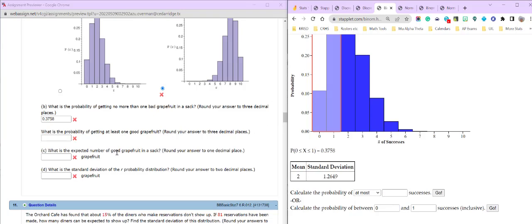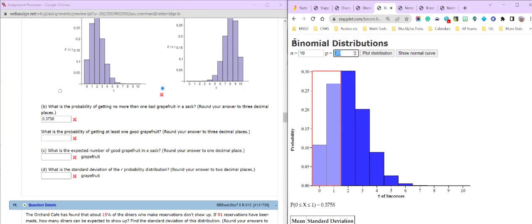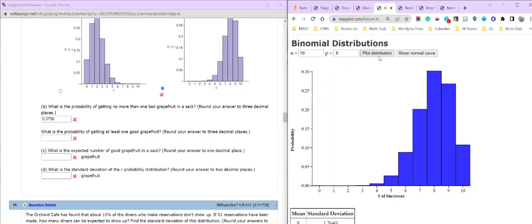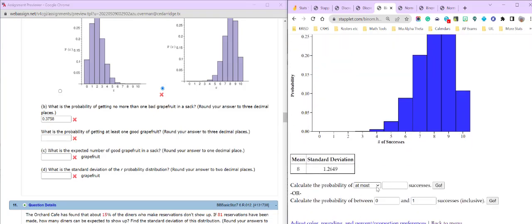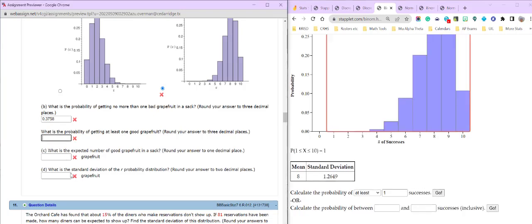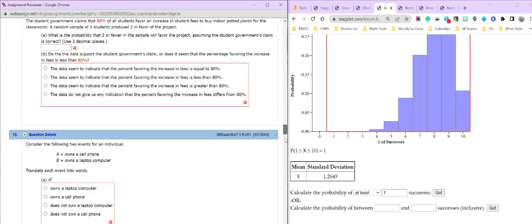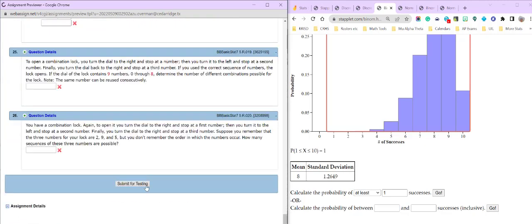What is the probability of getting at least 1 good grapefruit? Let me change this to good, because then I'm working in the same words as my problem. At least 1, great, good. At least 1 good grapefruit, it's probably about 100%. It is, all right. What is the expected number of good grapefruit? See, this is why it's good that I changed it to good. We should have about 8 good grapefruits, and our standard deviation is 1.2649. Pay attention to the words and adjust the numbers, and then it gets easier.